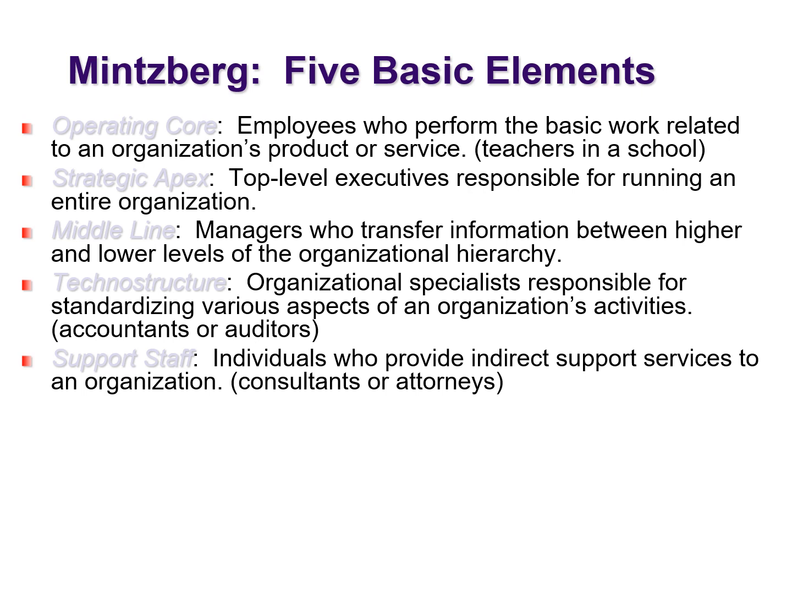The strategic apex is the top-level executives responsible for running the organization. So the people that are actually making the decisions: the owners, the executives, the CEOs. The middle line is the managers who transfer information between those higher and lower levels within the organizational hierarchy. So the people responsible for communicating the decisions of the strategic apex to the operating core, and also making sure that the operating core is performing in a way that meets the expectations of the strategic apex.